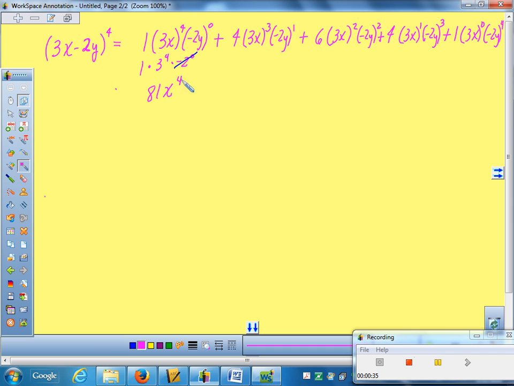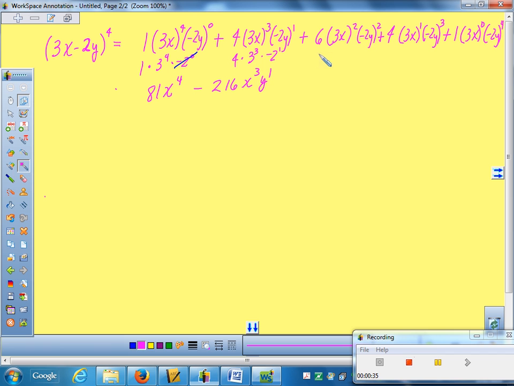The next one has a little more pizzazz. So on this one, what numbers do you need to multiply together? 4, 3 cubed, and negative 2 to the first. Okay, that's not horrible. 27 times 4 is 108. So times negative 2 would be negative 216. X to the what? X to the third, and y to the, just keep your powers you originally had, y to the first. Those should still add up to 4 here.